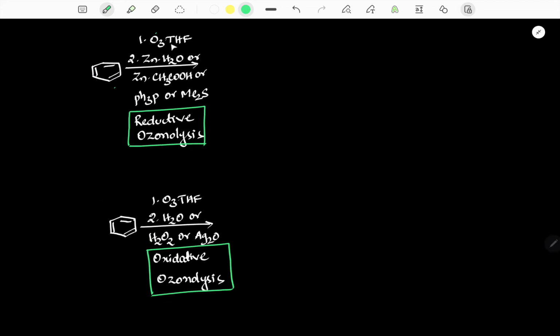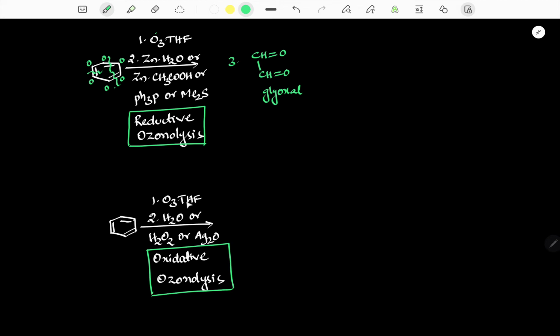Benzene is treated with ozone followed by zinc/H2O, zinc/acetic acid, triphenylphosphine, or dimethyl sulfide. So we have to dissociate all the pi bonds and add oxygen at the corresponding carbons. Therefore, we get the corresponding compound, 3 moles of CHO-CHO. It is called glyoxal.